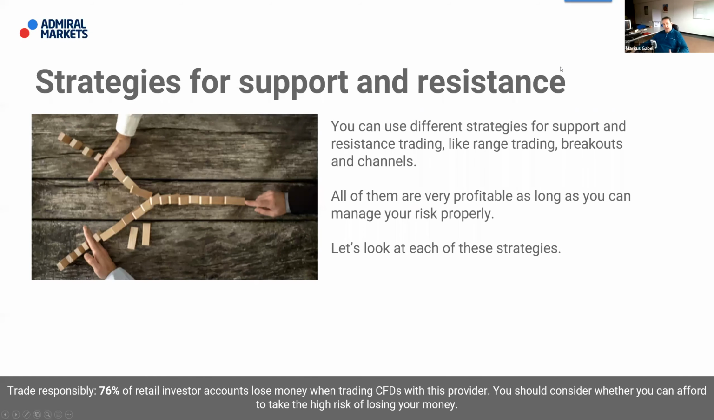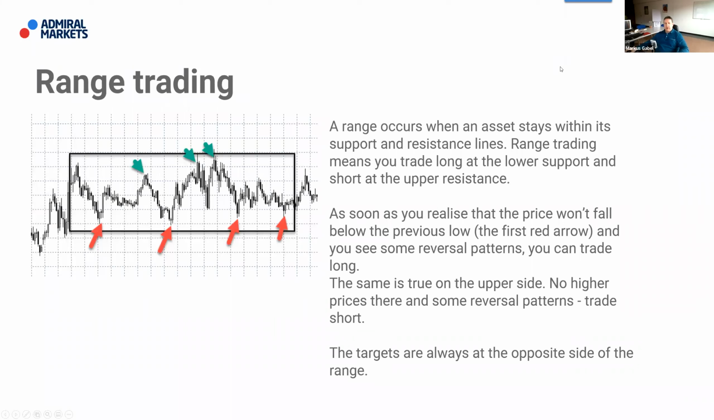Range trading. You see it in a picture here. A range occurs when an asset stays within its support and resistance lines. Resistance up, support down. Range trading means that you trade long at the lower support and short at the upper resistance. And as soon as you realize that the price won't fall below the previous low, the first red on the left side, you can see here.